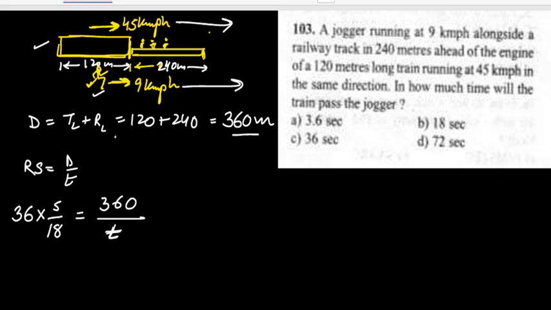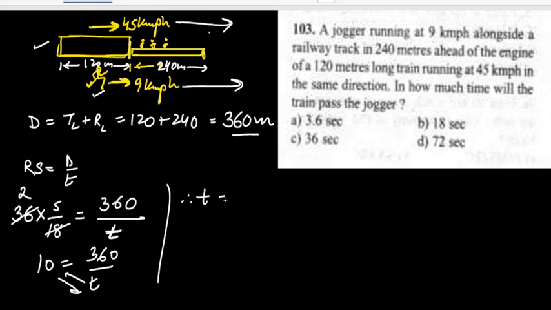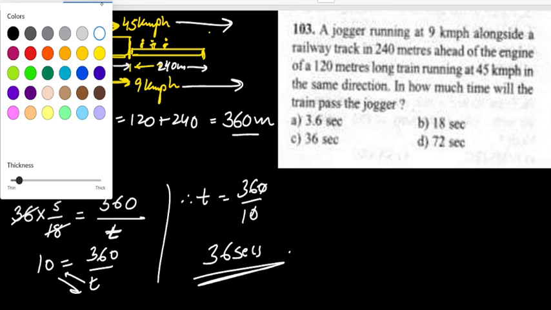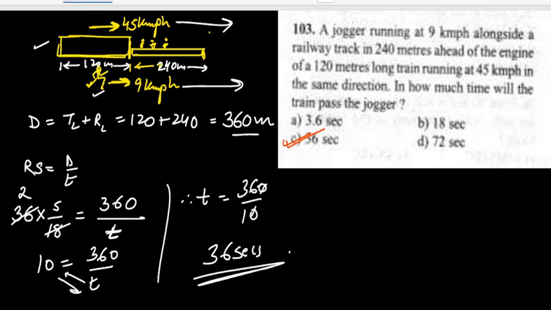Easy. Just cancel the unnecessary terms. For example, I can cancel 18 and 36. 18 2s is 36. So 2 5s is 10, which is equal to 360 divided by t. Therefore, the time taken will be, just cross multiply, 360 out here. This 10 goes below, 0 cancels. That means you'll take 36 seconds, my friend, to cover this entire journey, which is option number C. I hope you've got the idea.